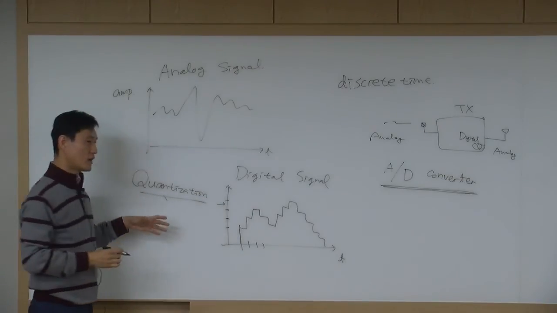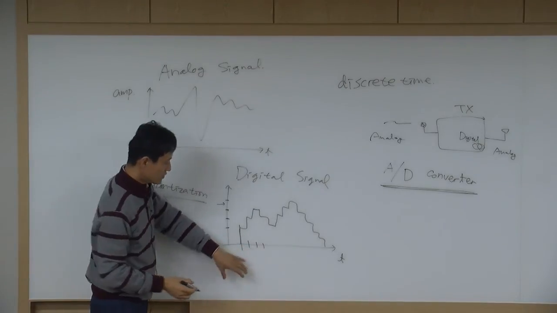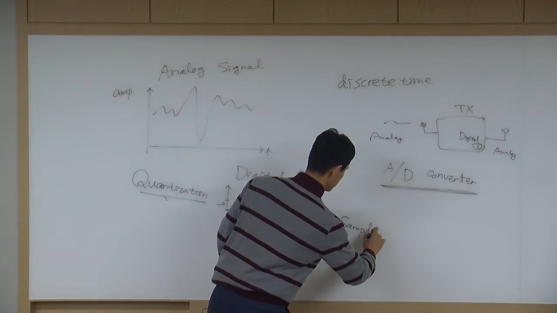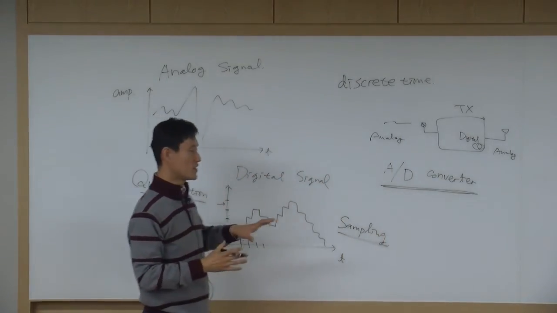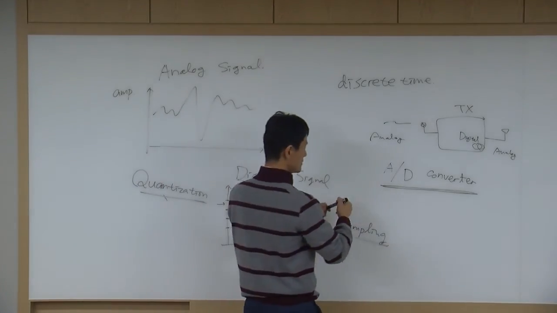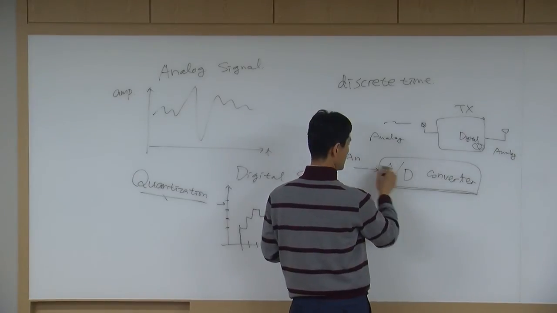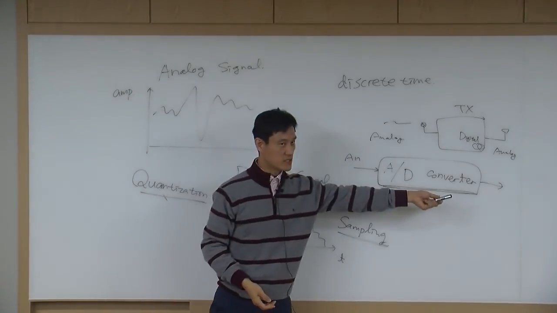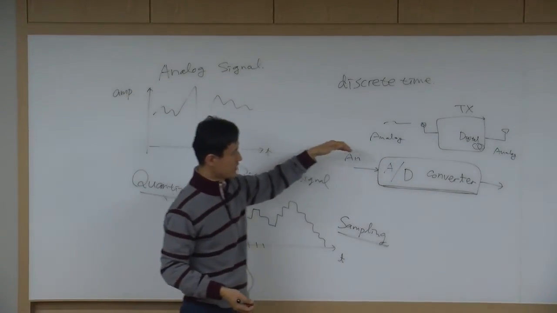So you need to do quantization inside the A to D converter, and you need to do sampling. This is called sampling, right? So this sampling and quantization is a main function in this A to D converter. As I said earlier, the input is the analog signal, the output is the digital signal, and this analog signal is going to be an input to the A to D converter.